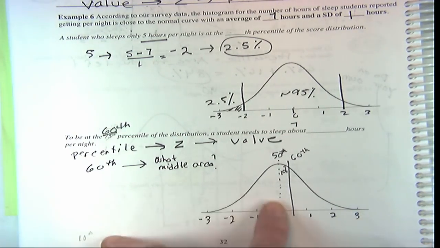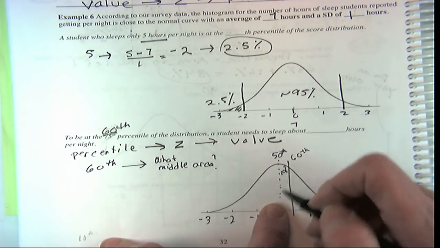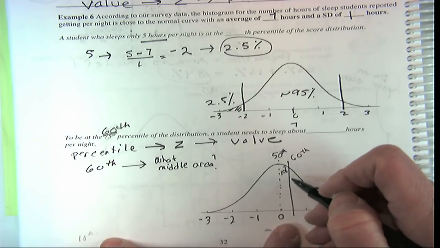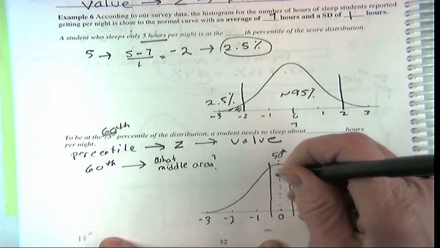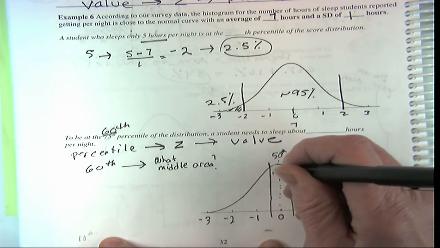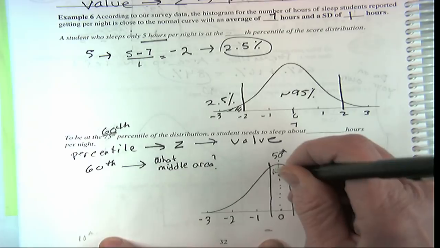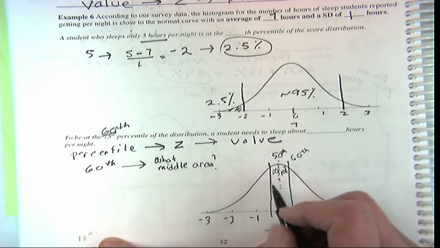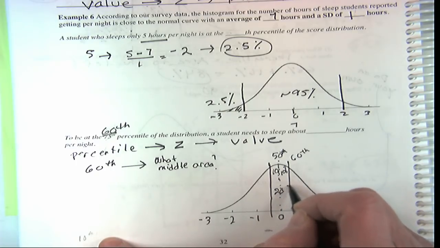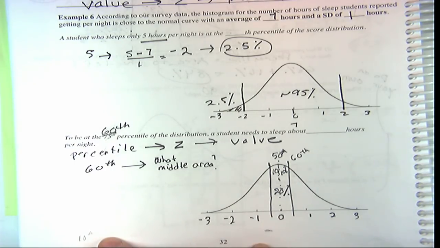That says, what middle area should I look up? Well, we have to make it symmetrical. If it's 10% on one side, it's going to be 10% on the other side. That's 10 on each side, 10 and 10. And so I want to look up a middle area of 20%. Does that make sense to everybody?